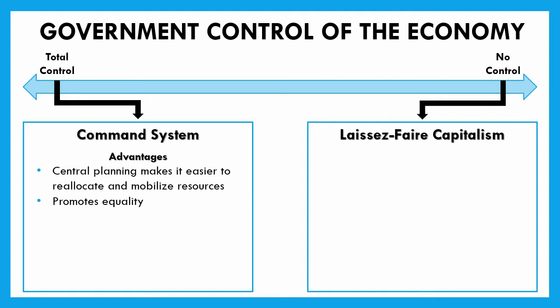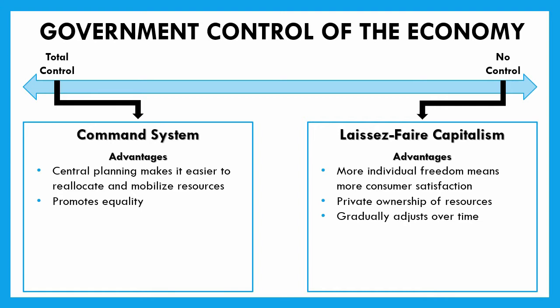We also see that it promotes equality because it's attempting to redistribute income or resources and make sure everybody's getting what they need. Laissez-faire capitalism, on the other side, encourages more freedom because people have choice, and therefore, if you have choice, there's more consumer satisfaction. At the same time, we see with private ownership of these resources, people have private property, and this economy adjusts gradually over time. As we see things go in style or out of style, or as we see the buyers and sellers making these decisions within the markets, we see this ebb and flow over time, and the economy can adjust to trends that we see.